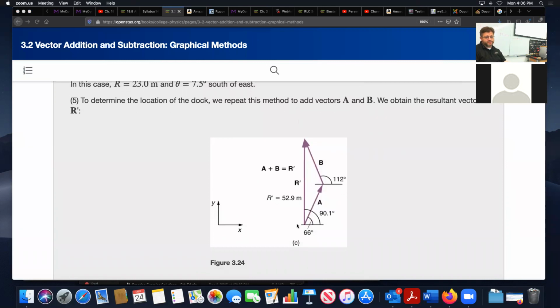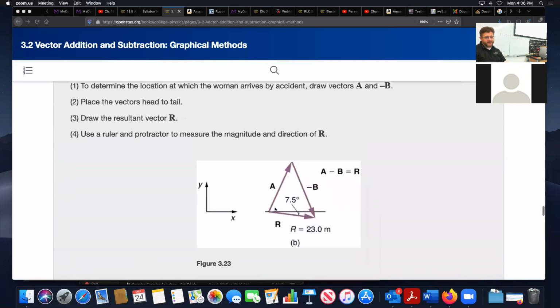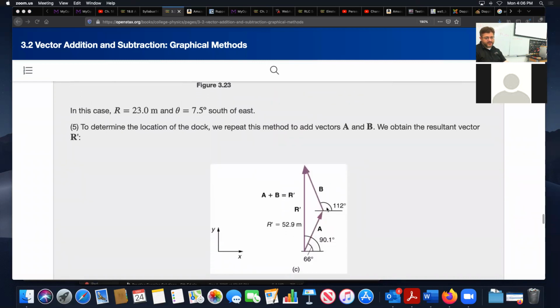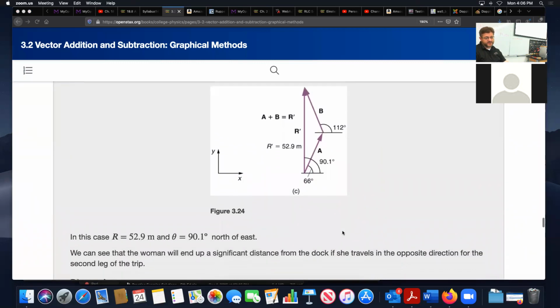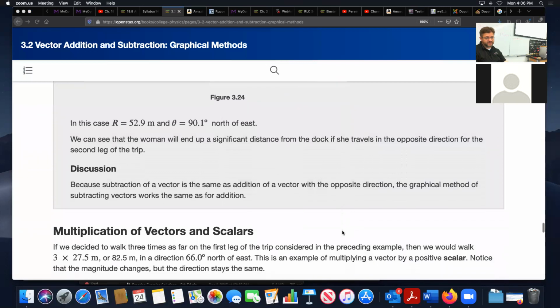Here they show the difference between A plus B and A minus B, right? A minus B is downward to the right a little bit, just a little bit down, mostly to the right. A plus B is almost completely straight up. So it's definitely very different.